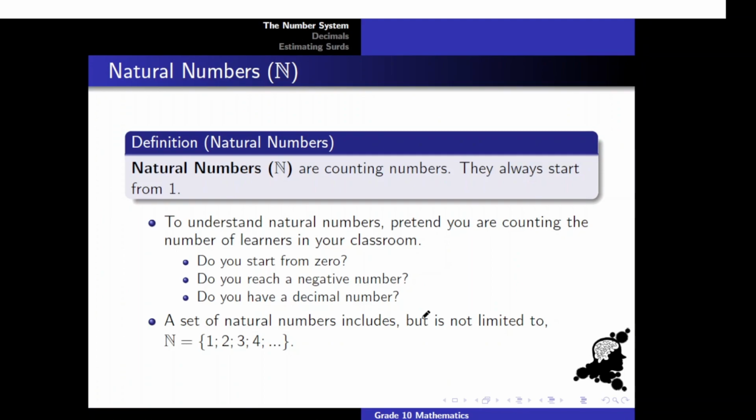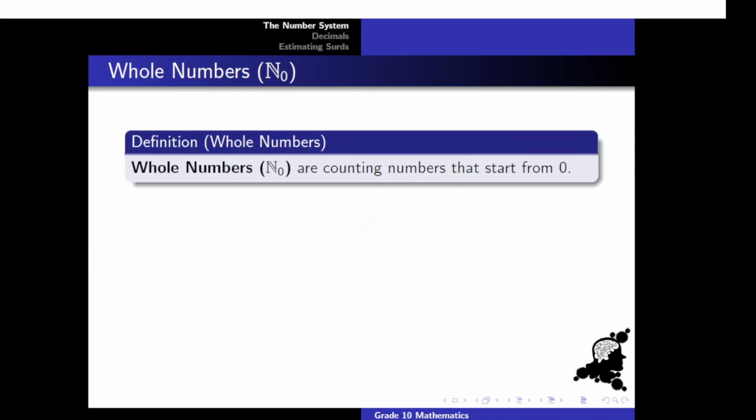So an example of the set of natural numbers includes but is not limited to the following numbers. We've got 1, 2, 3, 4, etc. Now, when we say it includes but is not limited to, notice the ellipsis here means that there are more numbers. So that should tell you that natural numbers have a smallest value. The smallest natural number that you have will always be 1. That's where we start counting from. We do not start counting from below 1. I hope that this makes sense.